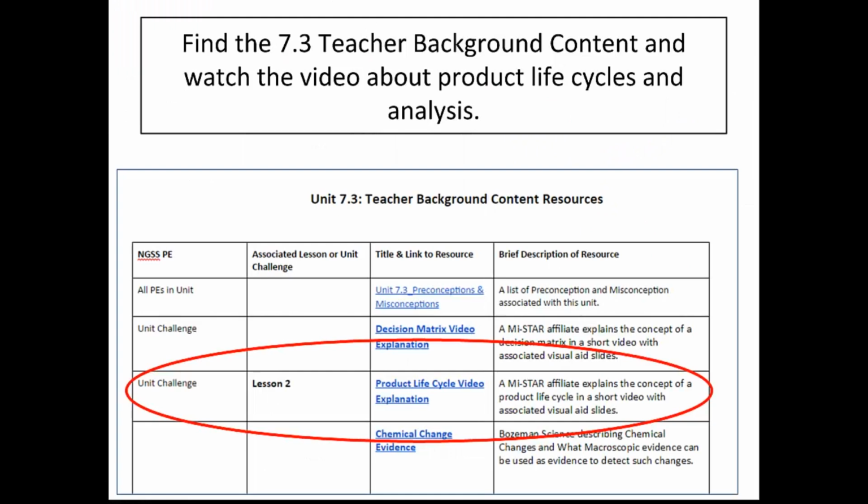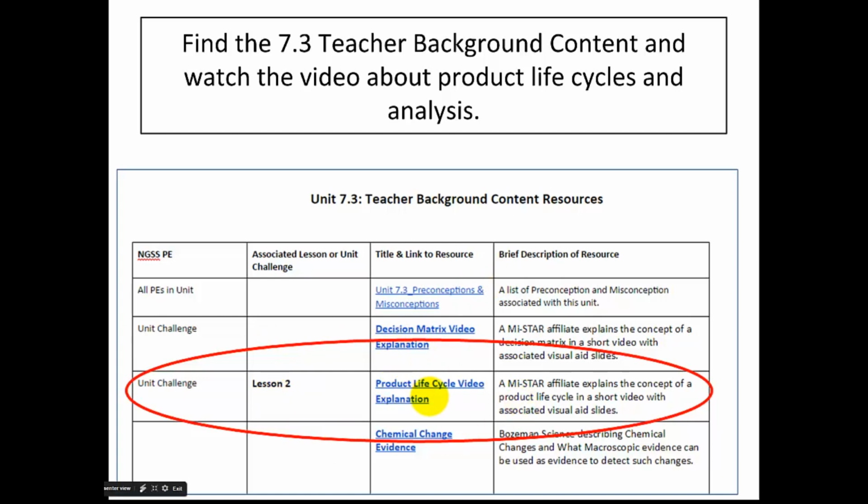To help teachers learn more about unit content, MyStar provides a simple table for each unit called Background Content Resources. The link to this document is found in the Unit Overview document, in the section just under where you found the NGSS content. One of the resources supplied in that document is a screencast video explaining the life cycle of a product and the basics of life cycle analysis. You can see that here where the red circle is.